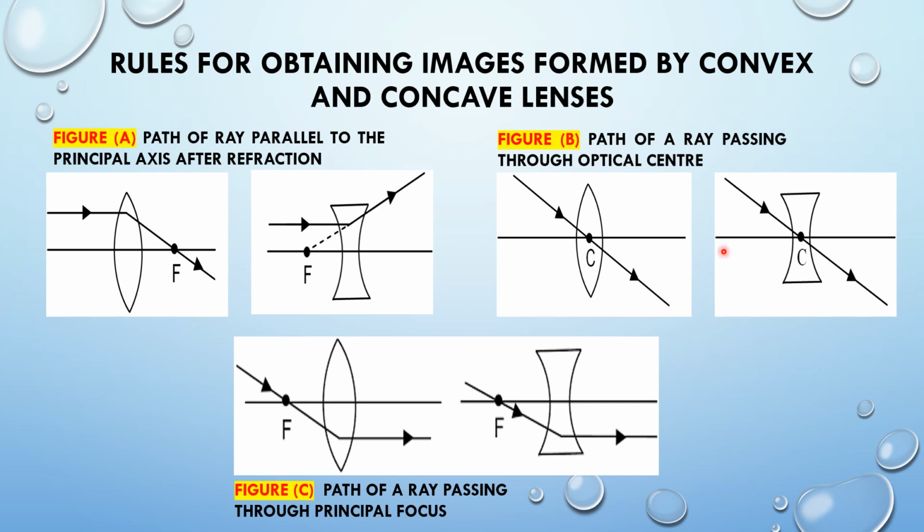Similarly, for rule number 2 for concave lenses, an incident ray of light passing through the optic center of a concave lens goes straight after refraction through the lens. Similarly for concave too, a ray of light going towards the focus on the other side of the concave lens becomes parallel to the principal axis after refracting through the lens. These are the major things we should remember. If we remember these rules, we can easily form the images for convex and concave lenses. These are the basic rules.